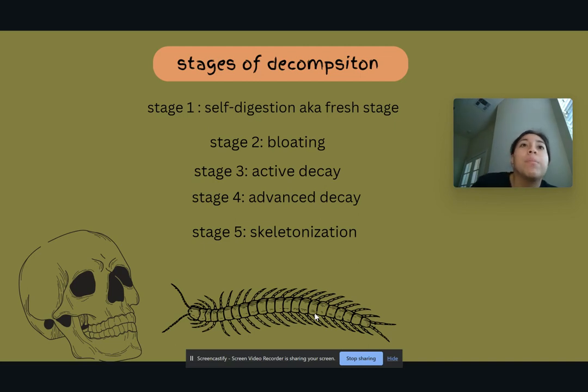Stage 2, bloating. Bacteria grow and reproduce inside the body, causing gases to form, which is why the body bloats during this stage. This is when the larvae start to consume the body. Stage 3, active decay. During this stage, the body loses most of its body mass. Insects will still consume the body and will start to prey on insects as well, or other mammals. Stage 4, advanced decay. Most of the tissues have been decomposed, leaving only bones, hair, and some tendons behind. Fewer insects will be attracted to the body, or some just leave. Lastly, the last stage is skeletonization, which is just bones.